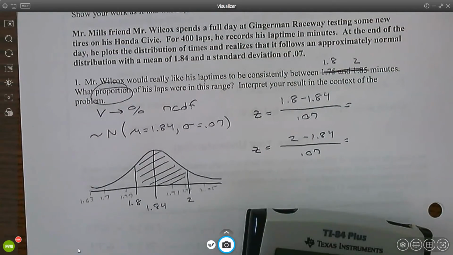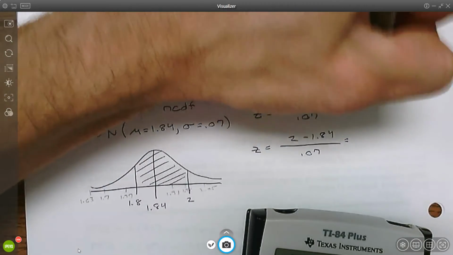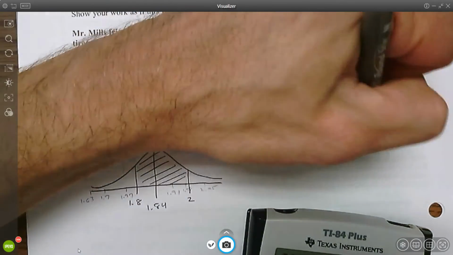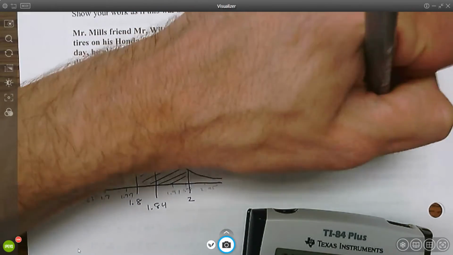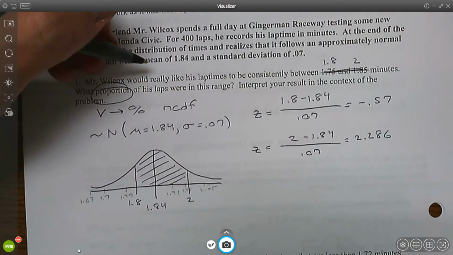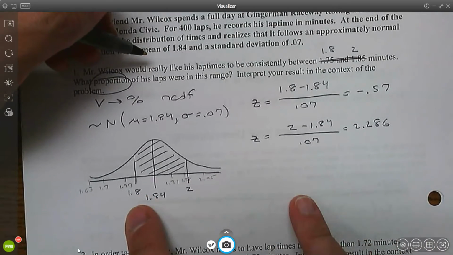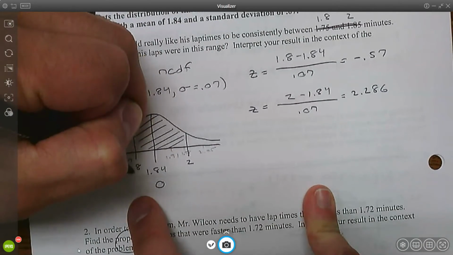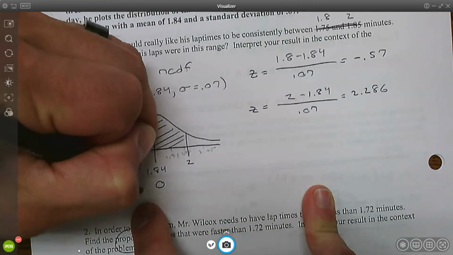So -0.04 divided by 0.07. This z-score is about -0.57. And this z-score is 2.286. So based on where I'm shading, if I think about the standardized distribution, this would have a z-score of 0. This has a z-score of -0.57.